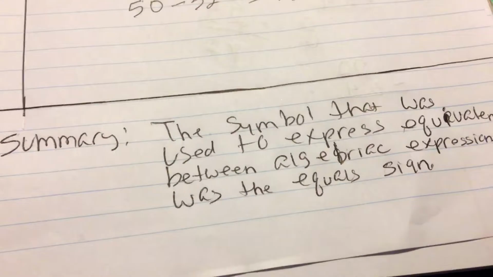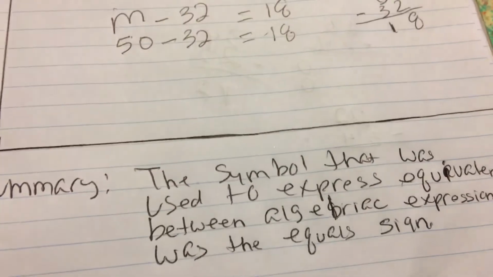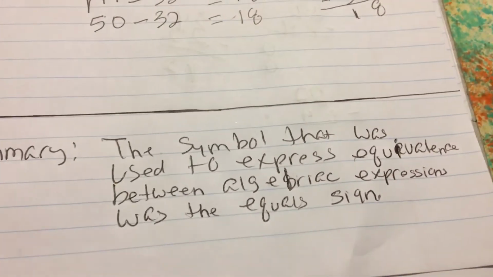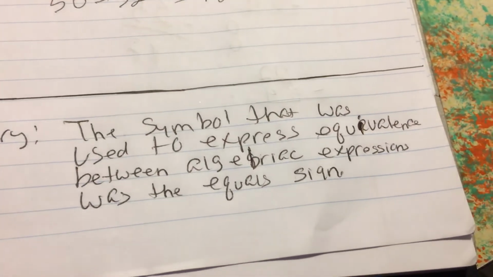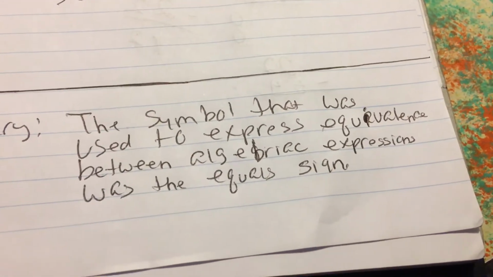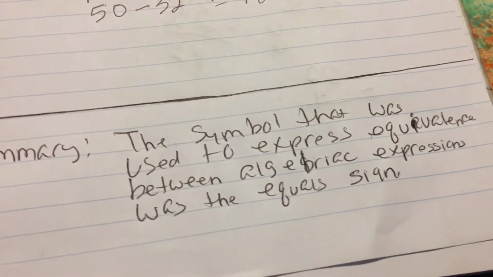So let's go ahead and summarize our essential question, which says the symbol that was used to express equivalence between algebraic expressions was the equal sign.